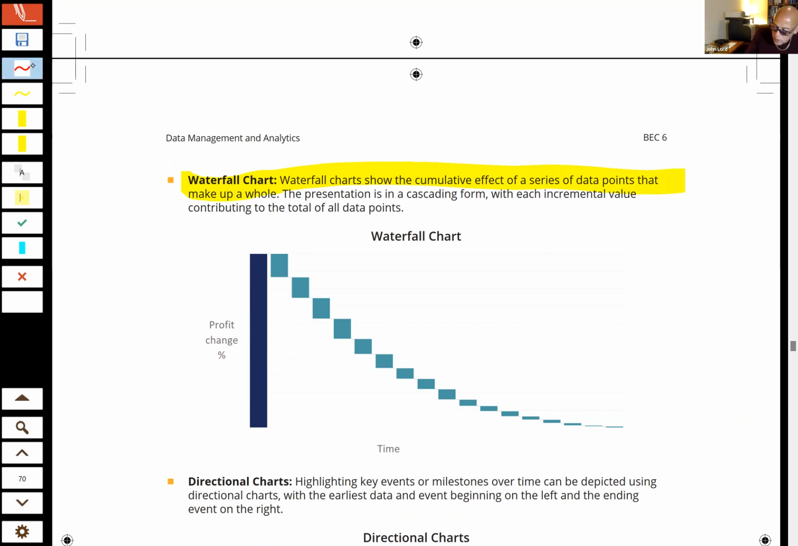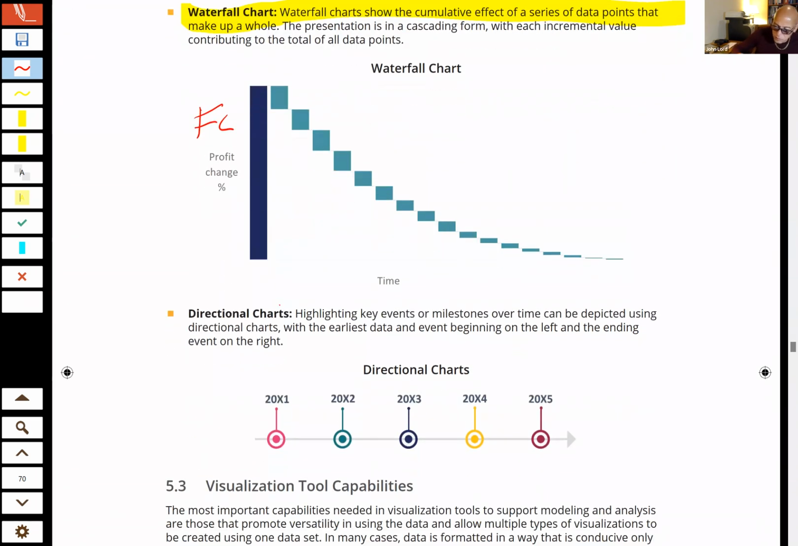Okay, and directional charts highlight key events or milestones over time. Flashcard that.